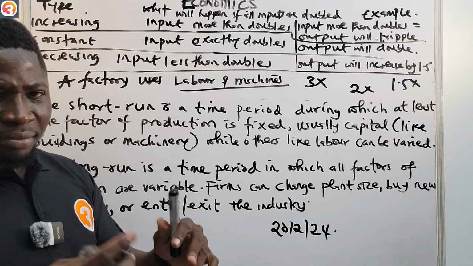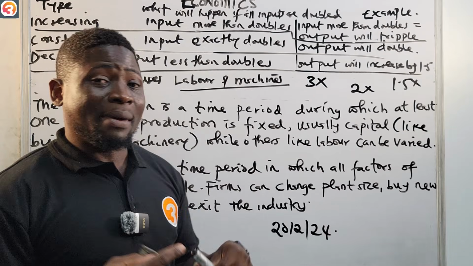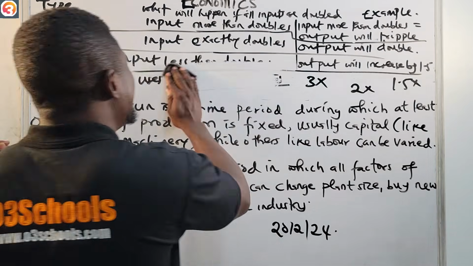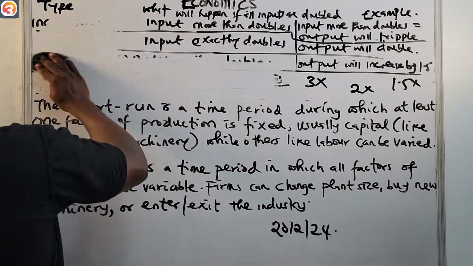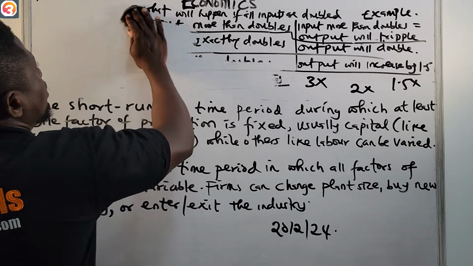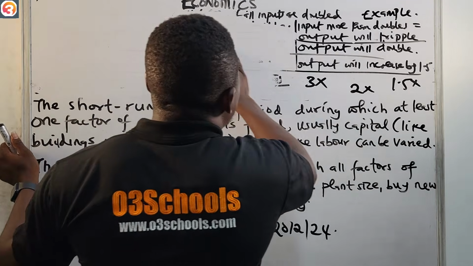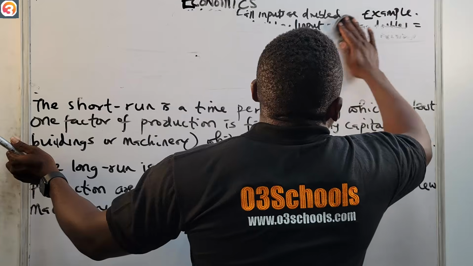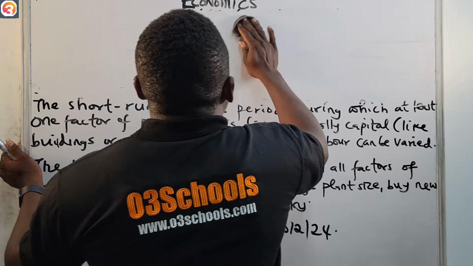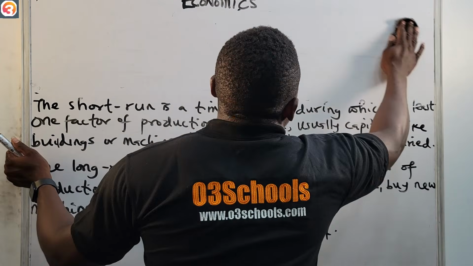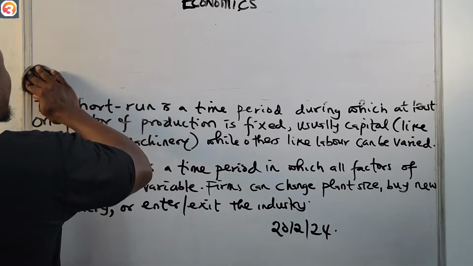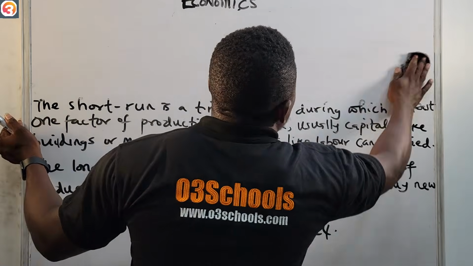Then of course, cost analysis. We will talk about cost analysis another time. We have taken so much time discussing marginal products and returns to scale. Now let us quickly see short run and long run.